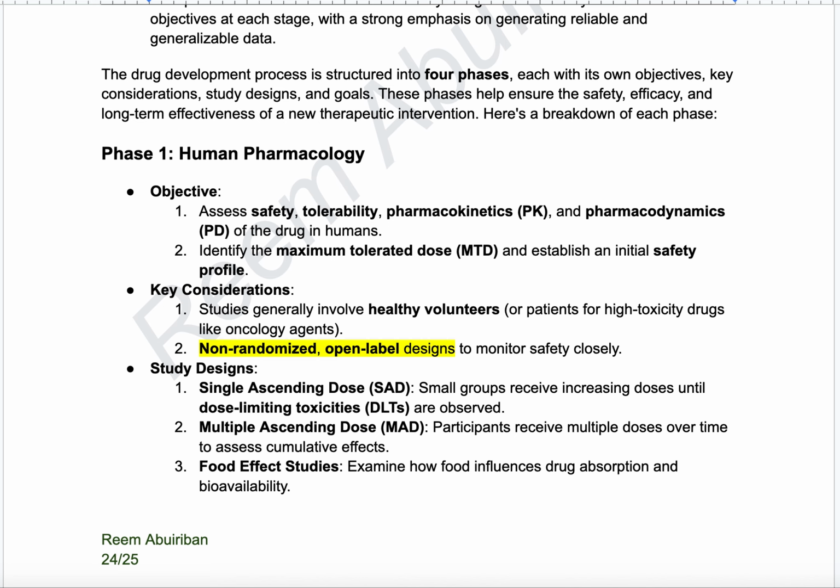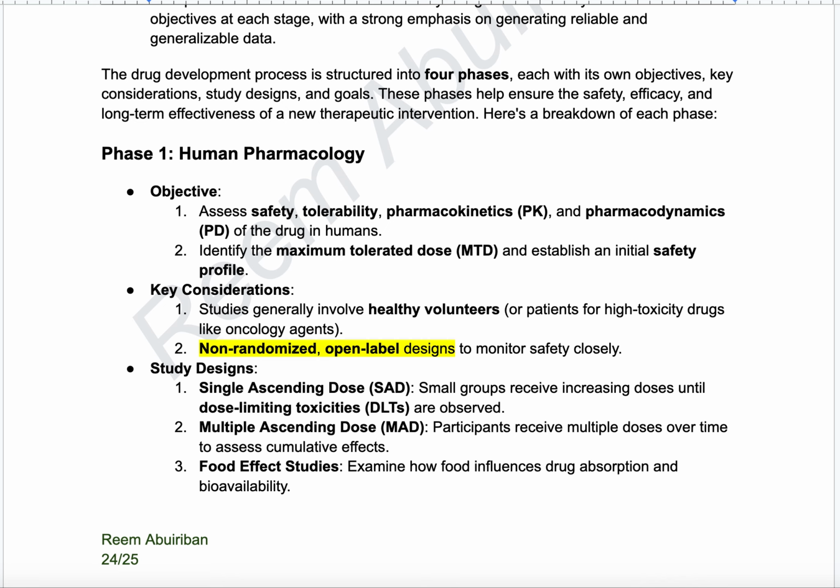is to assess the safety, tolerability, pharmacokinetics, and pharmacodynamics of a drug in humans. The pharmacokinetics, ADME, and pharmacodynamics, the mechanism of the drug, identify the maximum tolerated dose and establish an initial safety profile. So the objectives: first, assess the safety, tolerability, pharmacokinetics, and pharmacodynamics of a drug in humans, and identify the maximum tolerated dose. That means the maximum dose that humans can tolerate, and establish an initial safety profile.